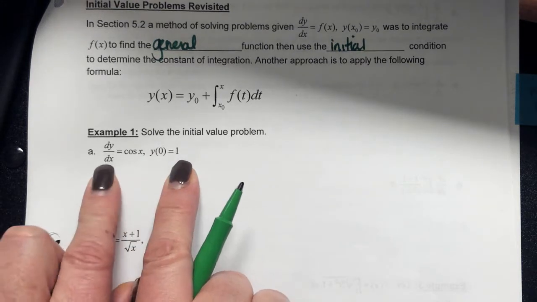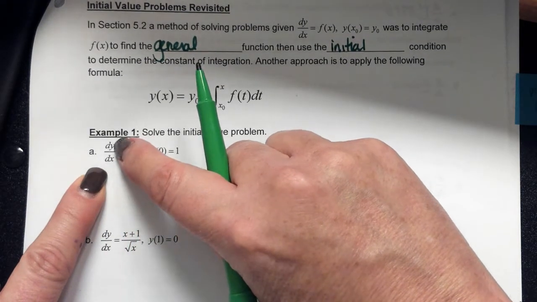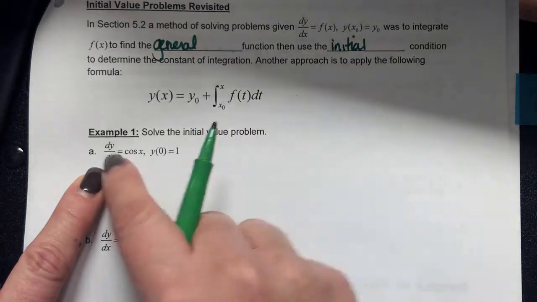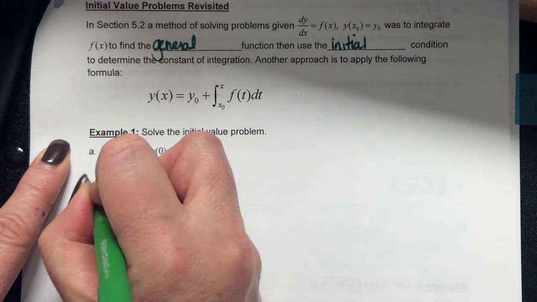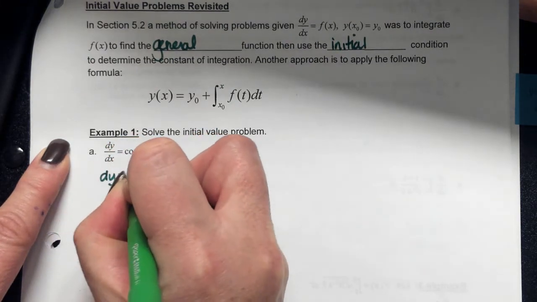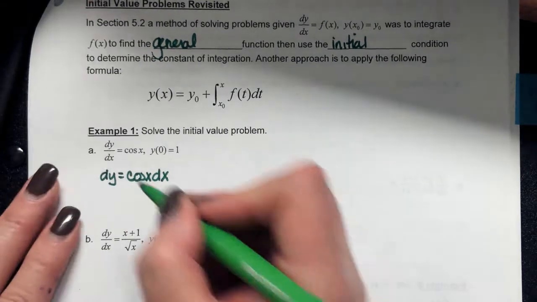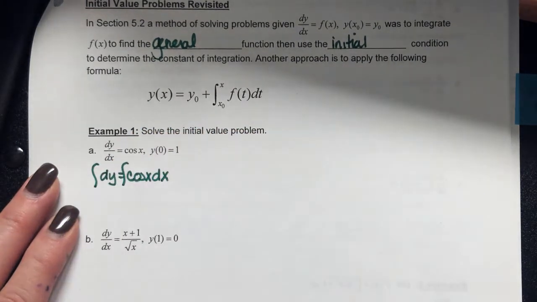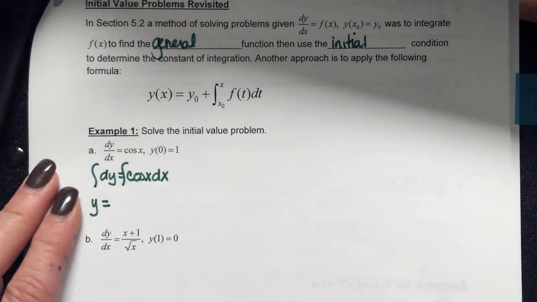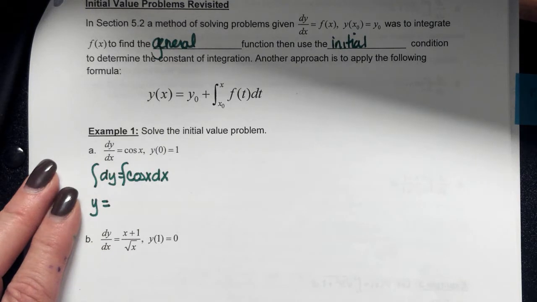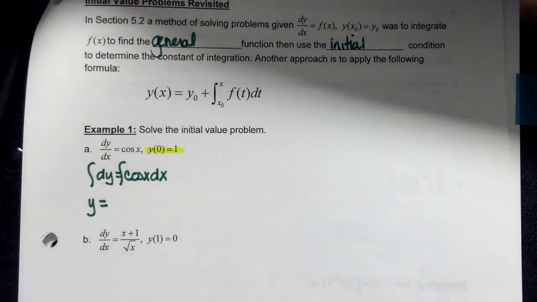So another way I could do this particular initial value problem is, remember, dy over dx is a change in y over change in x. So you can isolate dy, treat this just like a fraction. I can multiply both sides by dx and write dy is equal to cosine of x dx. Then I can integrate both sides of the equation. Well, I know when I integrate dy, that's just y, equals.